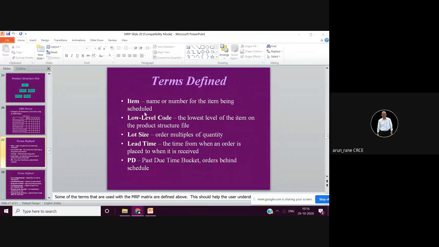These are some definitions, like item, which are not that important. What is an item, what is a low level code. Lot size is nothing but the economic order quantity, or the quantity which you are going to manufacture. That is what lot size is. Then you have lead time, and then the past due time bucket, that is, orders which are behind schedule.